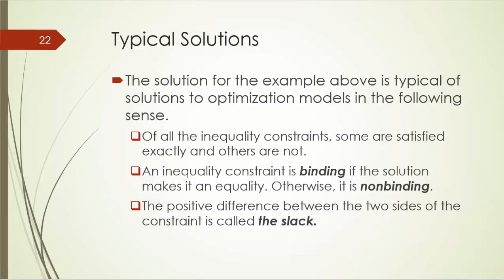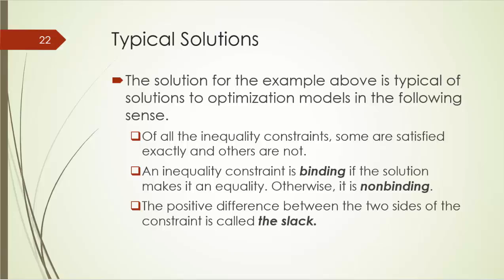The solution for the Blue Ridge example is typical of solutions to optimization models in the following sense. First, of all the inequality constraints, some are satisfied exactly and others are not. Second, an inequality constraint is binding if the solution makes it an equation. Otherwise, it is non-binding. Third, the positive difference between the two sides of the constraint is called the slack.